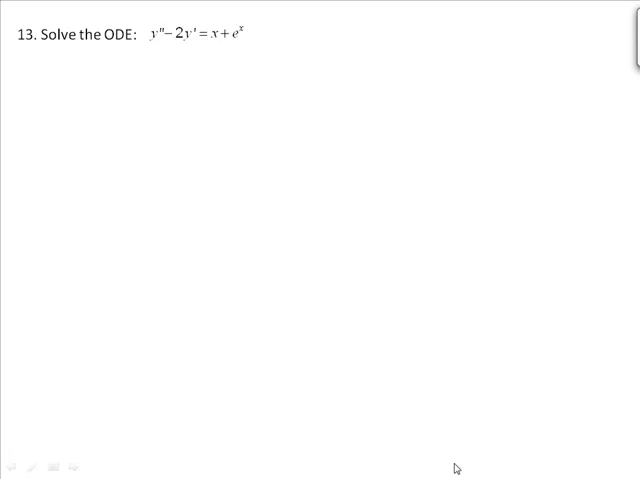I'm going to solve it by first looking at the homogeneous ODE. So I'll ignore the x plus e to the x for the time being, and find the characteristic solution. If y equals e to the mx, then my characteristic equation becomes m squared minus 2m, which you could factor out an m to get m times m minus 2 equals 0. So that tells me m is 0 or m is 2. And my characteristic solution is c1 e to the 0x plus c2 e to the 2x, or just c1 plus c2 e to the 2x.